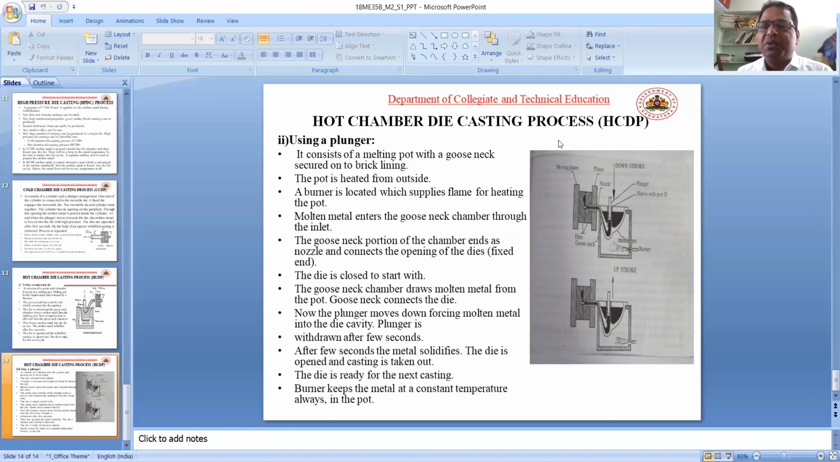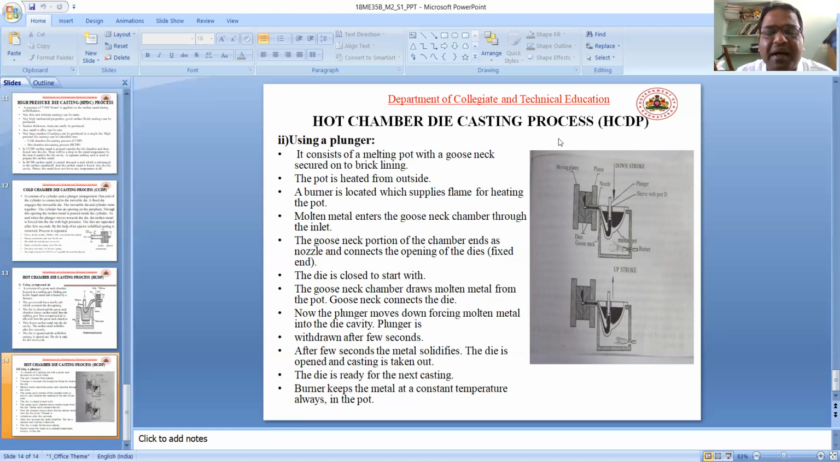Molten metal enters the gooseneck chamber through the inlet. The gooseneck portion of the chamber ends as a nozzle and connects to the opening of the dies. The die is closed to start with. The gooseneck chamber draws the molten metal from the pot, and the gooseneck connects to the die. Now the plunger moves down and forces the molten metal into the die cavity.